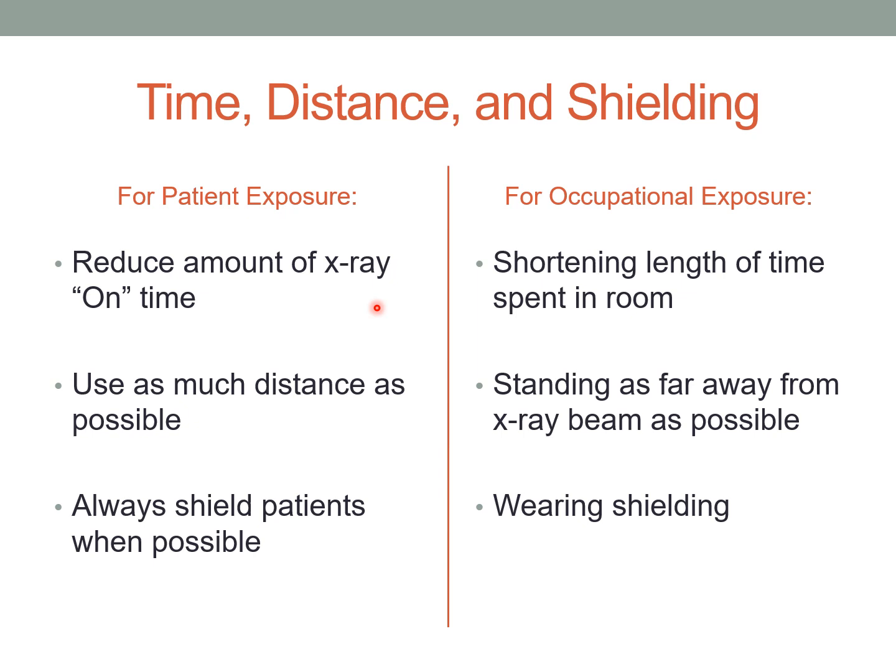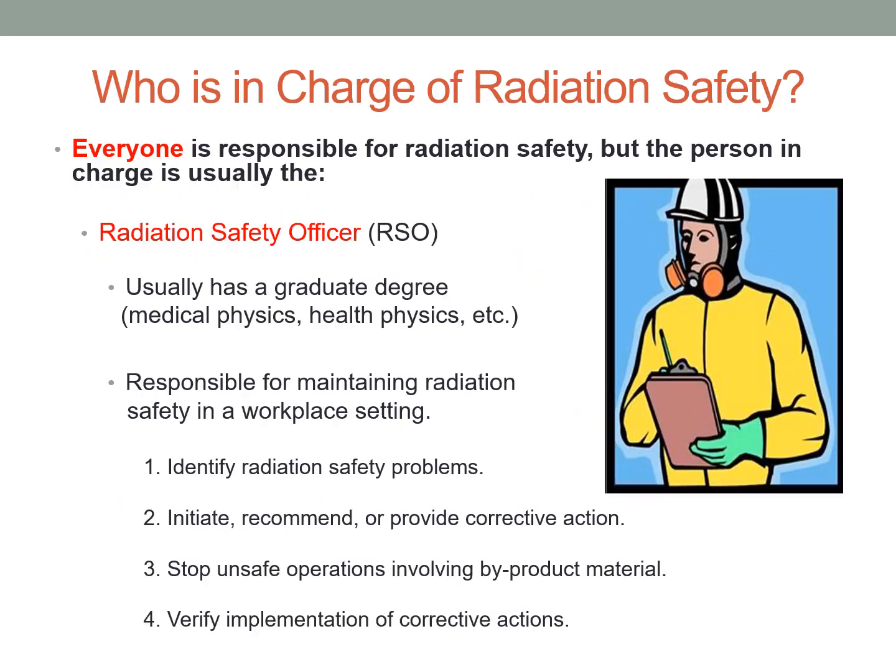A lot of places, except for Herman and Texas Children's, do want you to shield. So if you're at Methodist, they want you to shield. Most places will ask you to shield for anyone 50 and under. For occupational exposure, shorten the length of time spent in a room, stand as far away from the X-ray beam as possible, and wear shielding. You can always wear your shields whenever possible. Whenever I work, I usually wear my apron all the time.